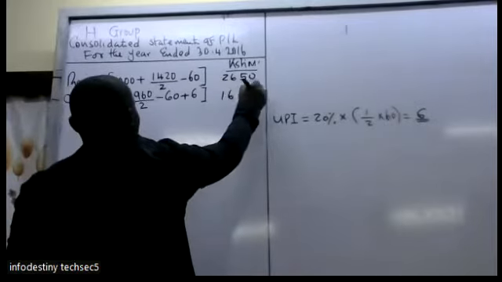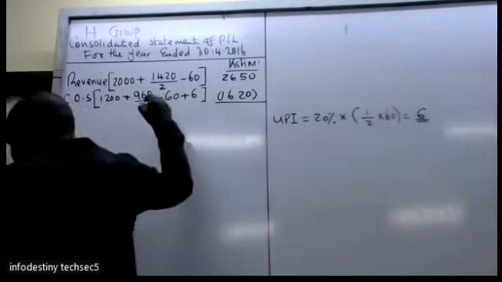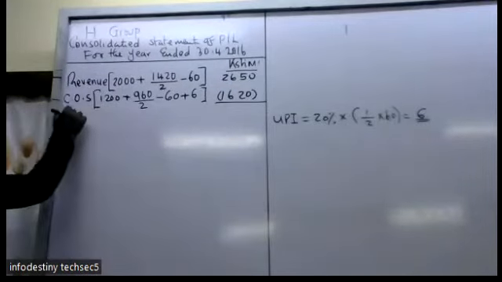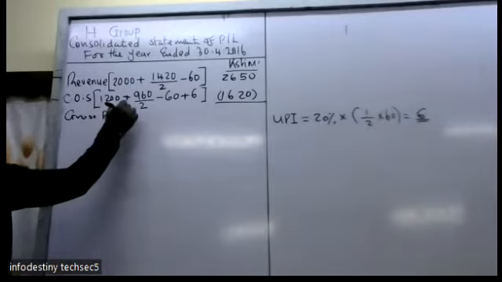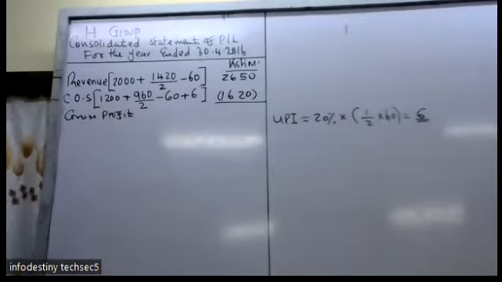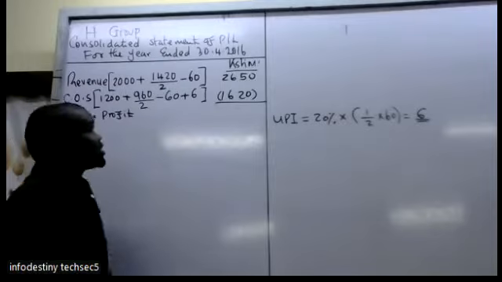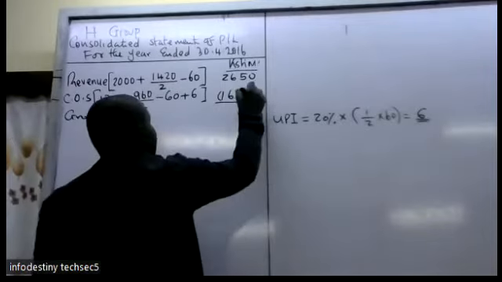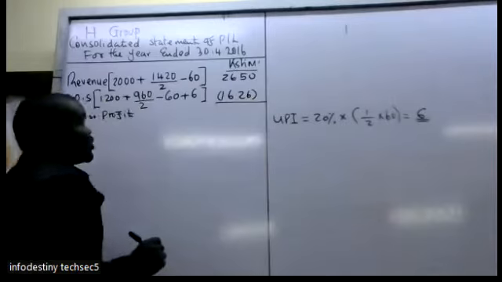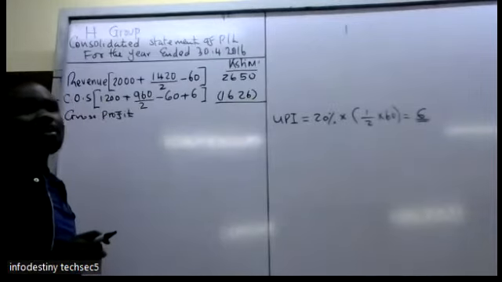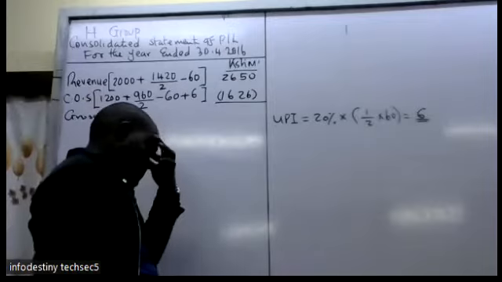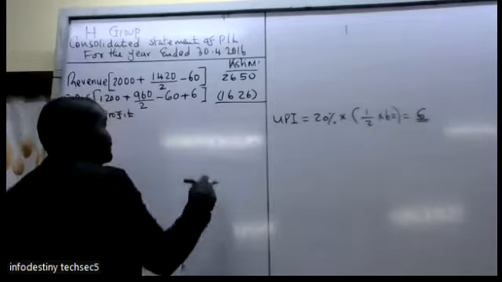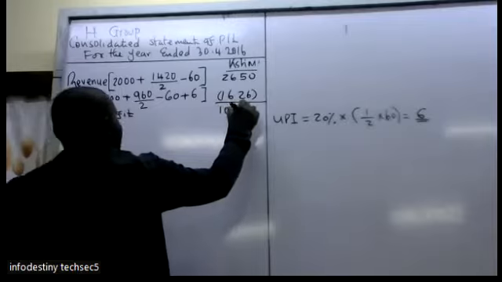$16.20. Therefore, gross profit. Amount, yes. Cost of sales $16.20. So gross profit will be how much? $10.24. You proceed.